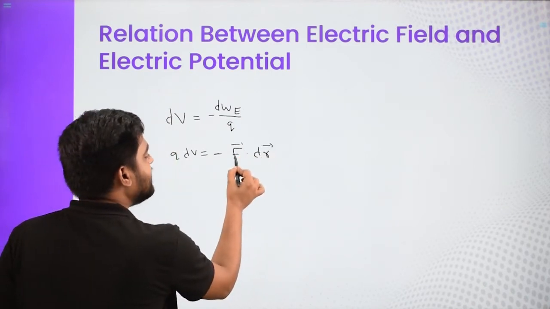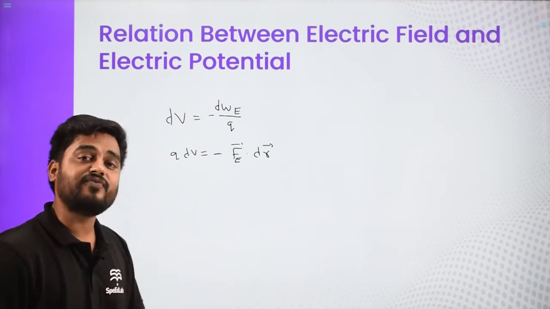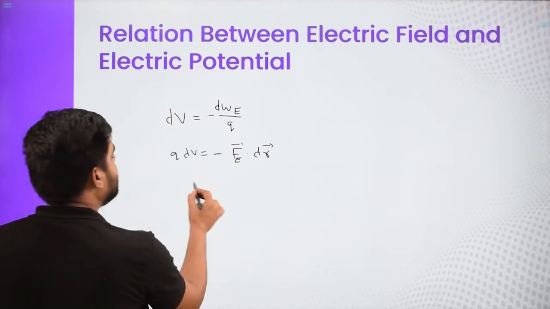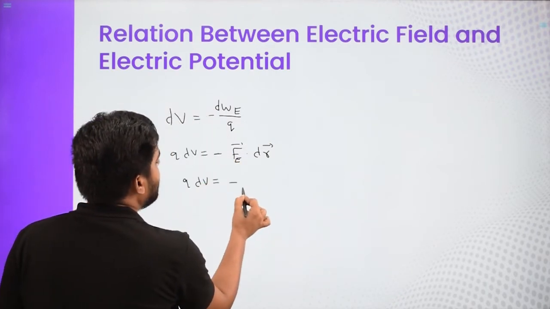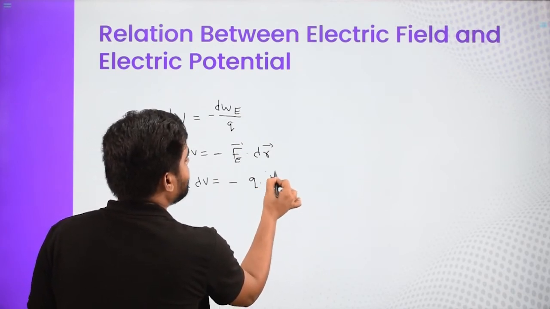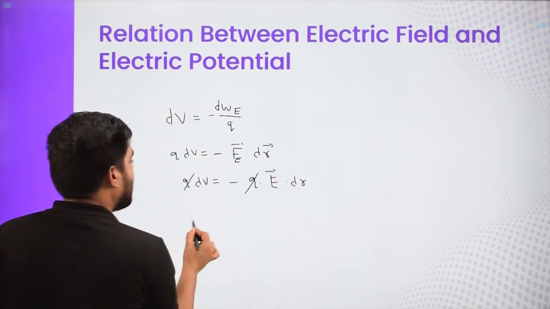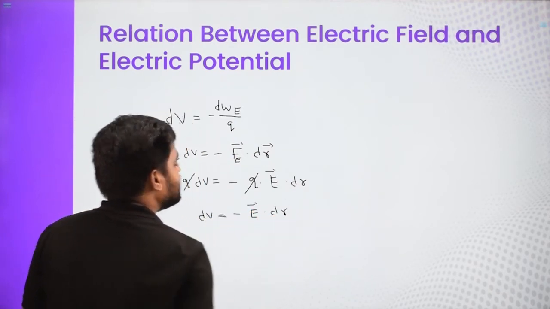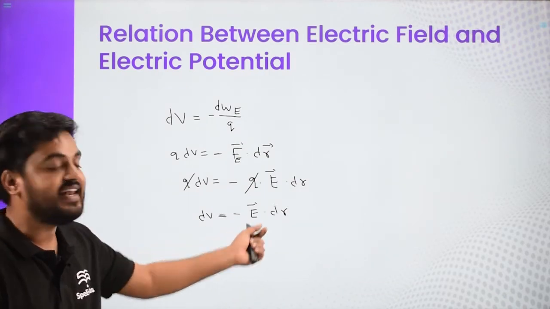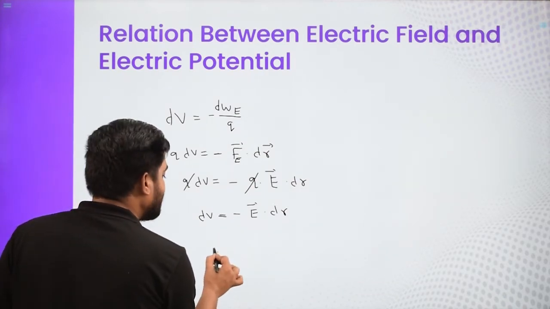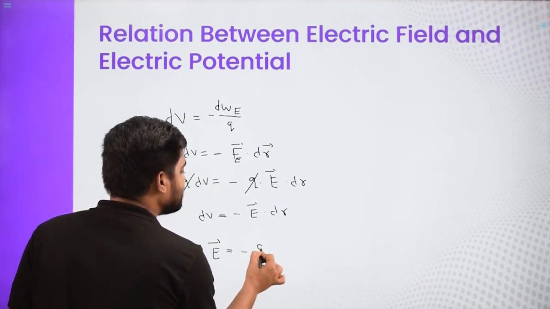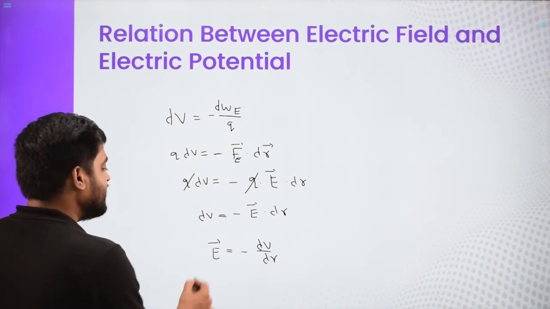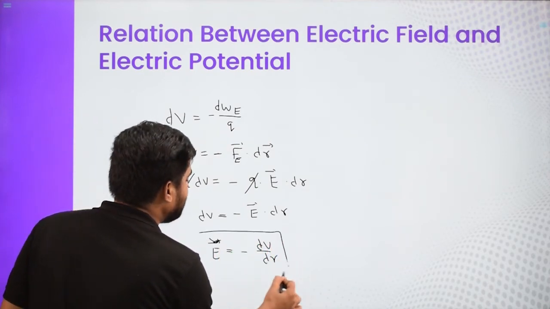And here F is nothing but the force by the electric field. What is the formula for force due to electric field on a charge Q? It is basically QE. So this can be written as Q dV is equal to minus Q E dot dr. So Q is gone and we get dV is equal to minus E dot dr. So this is the relationship between potential and electric field. If we want a formula for E, E is nothing but minus dV by dr. So electric field is the potential gradient, but this is not the vector formula. For the vector formula, we need to do something else.